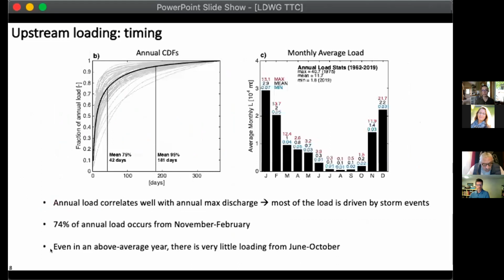With the time series of load estimates, you can also start to understand how and when sediment is being delivered to the estuary. It turns out that very little loading occurs from June to October, which probably surprises nobody, while about 3/4 of the mean annual load is delivered between November and February. And in fact, the mean annual load correlates really nicely with the annual maximum river discharge, which all suggests that most of the annual load for an average year is driven by a relatively few storm events during the winter.